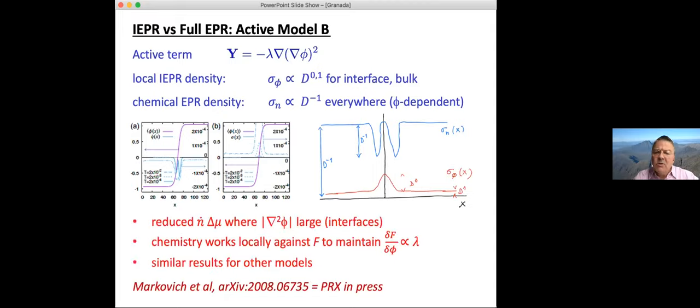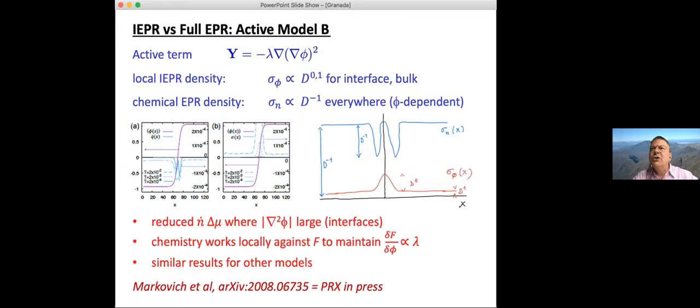So we see that the chemical contribution is reduced where the gradient, or the curvature of phi, is biggest. If you look at the form of Y, you can see why that might be. It kind of complements what the informatic entropy reduction is doing. Why is this chemical term reduced at exactly the same part of the system where the phi dynamics is most irreversible? And that's because this is the only place where the chemical work can actually do anything.